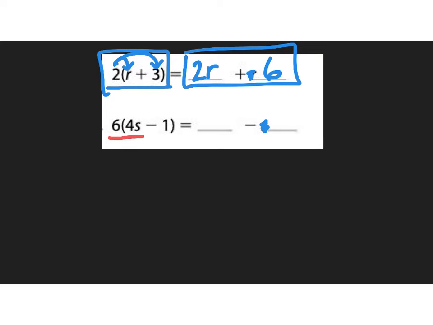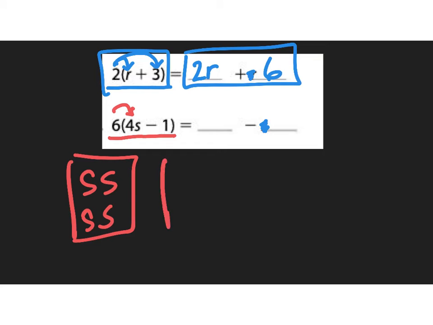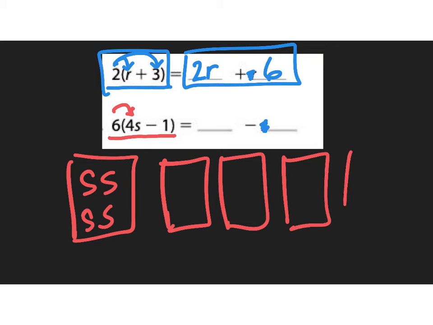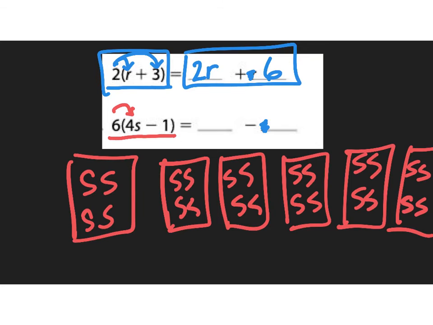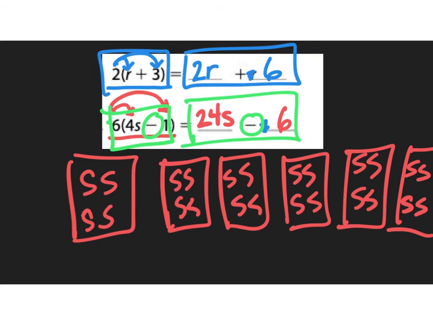6 times the quantity 4s minus 1. 6 times 4s. If I have 4 s's and I need to multiply that by 6, then suddenly I no longer have 4 s's, I have 24 s's. So we multiply the numbers, but the variable remains the same. So 24s, and then I'm going to multiply what's inside the parentheses, all of it. 6 times 1 is 6. Notice that subtraction sign stays the same. This expression is equivalent or the same as this expression.